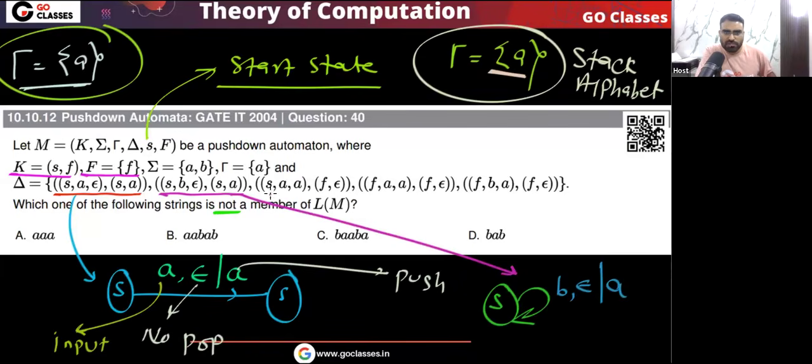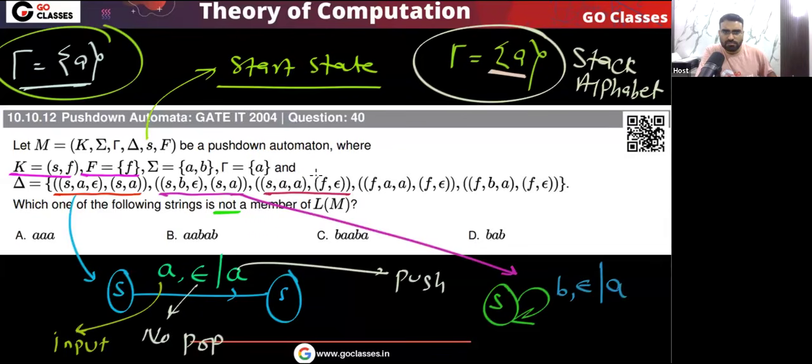Next, what about this one? Here you can see from state S I am going to state F. Let me tell you what is the meaning of this.